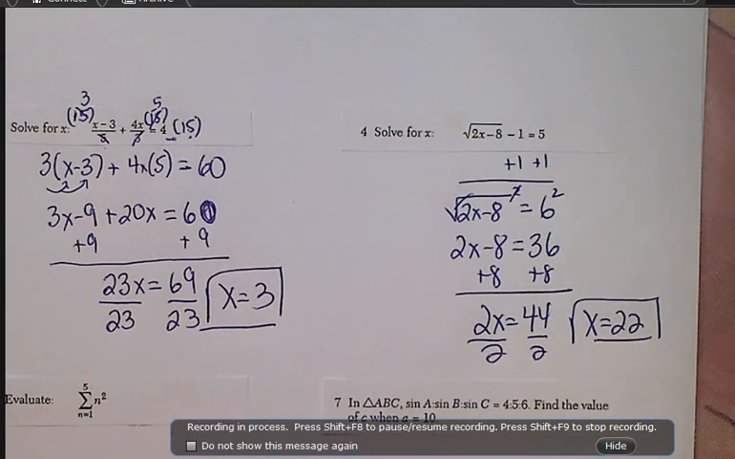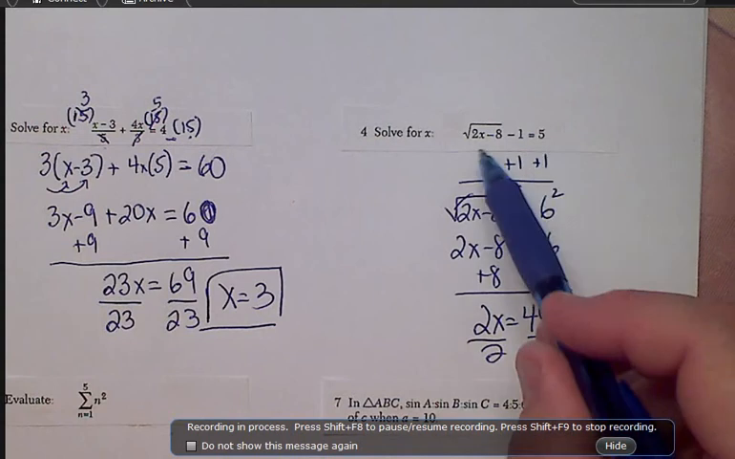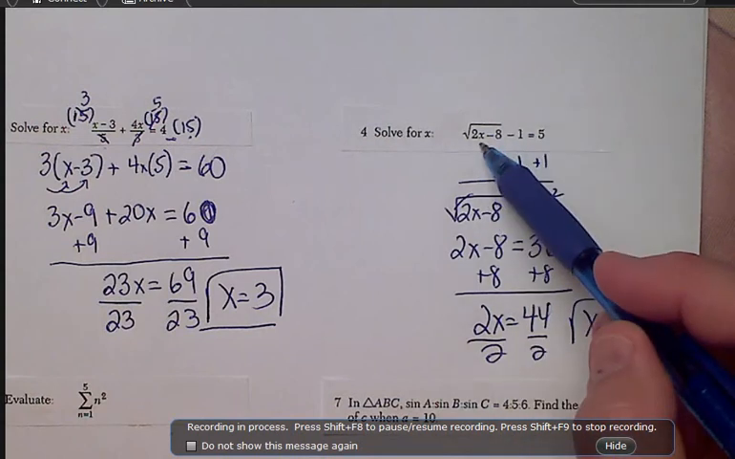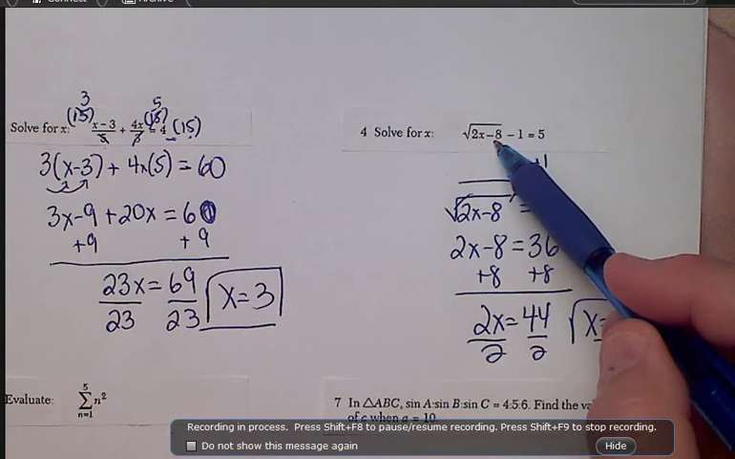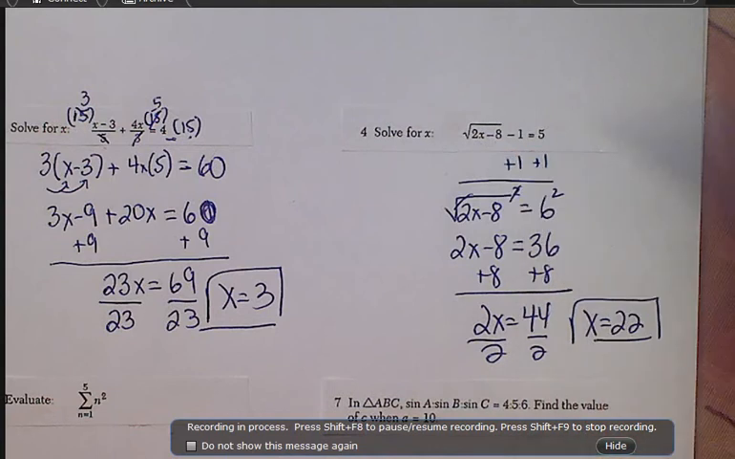All right, you should check. You're going to wind up with 2 times 22 is 44. 44 minus 8 is 36. The square root of 36 is 6, minus 1 is 5, so it does work.